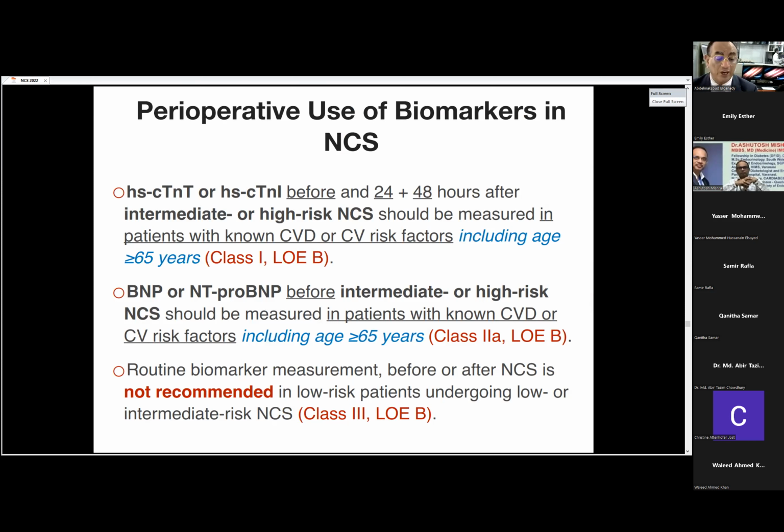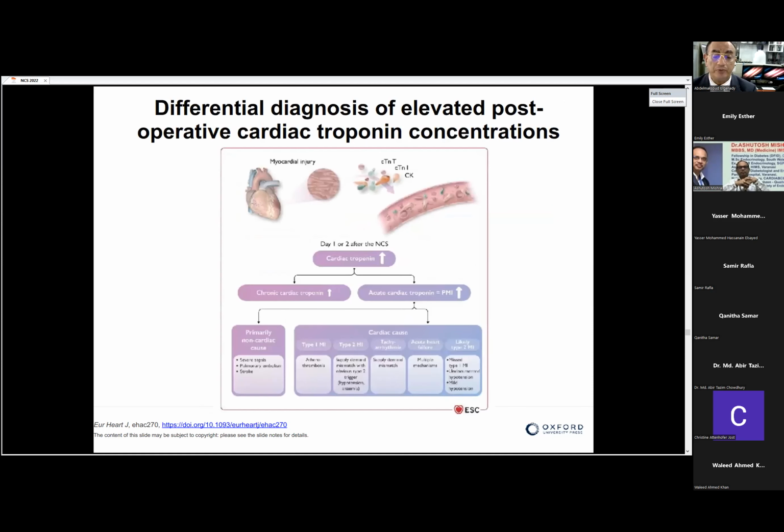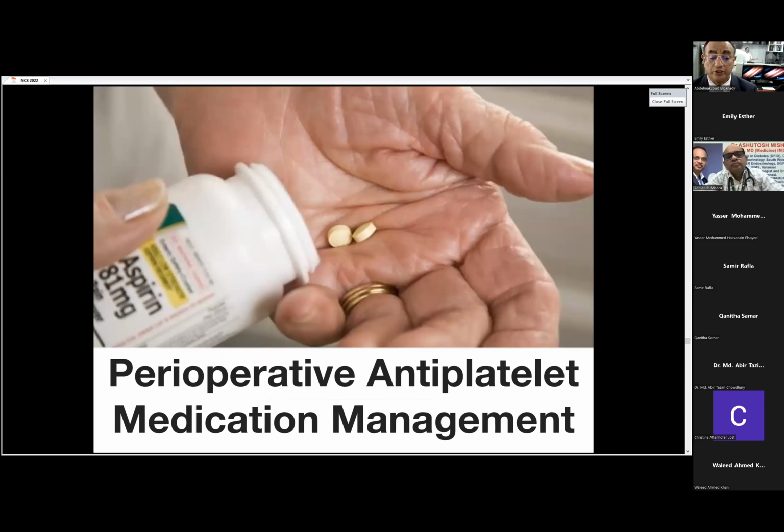proBNP should be done once before the procedure, for high-risk or intermediate-risk non-cardiac surgery. But in elective low-risk non-cardiac surgery, there is no need to do cardiac biomarkers. By using this troponin, you can detect if there is myocardial ischemia or myocardial infarction. And this is a very simple algorithm to proceed for detection of myocardial ischemia or myocardial injury related to type 2 MI.